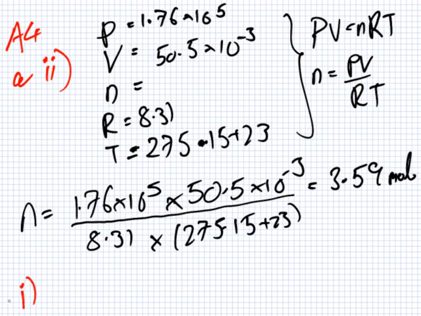And in the book, in the marking scheme, they go with 3.61. Again, because I used more decimal places for my constant for R. I didn't just use 8.31. I used 8.314472. Yeah. Right, part 1 now.